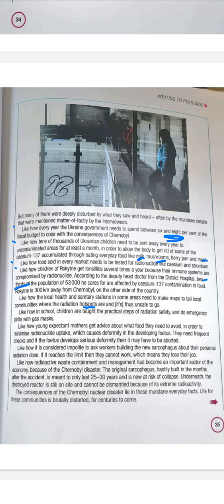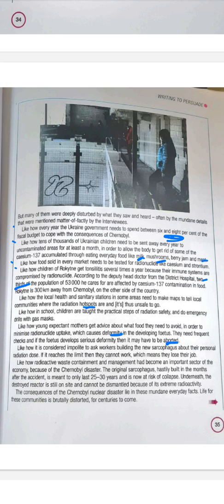Like how in school, children are taught the practical steps of radiation safety and to do emergency drills with gas masks. Like how young expectant mothers get advice about what food they need to avoid in order to minimize radionuclide uptake, which causes deformity in the developing fetus, the developing baby. They need frequent checks, and if the fetus develops deformity, then it may have to be aborted.